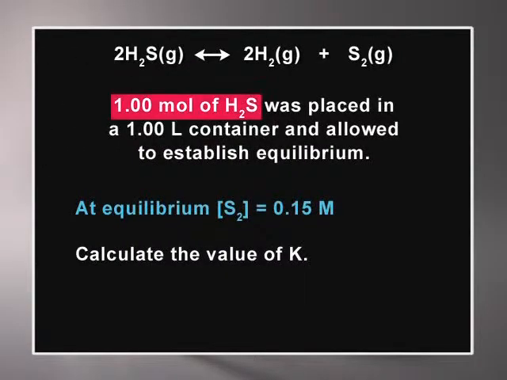I begin with 1 mole of H2S, 1 mole per liter, and they tell me that at equilibrium, the concentration of sulfur is 0.15 molar. I am supposed to calculate the value of K. So once again, let's think backwards. Let's go to the end of the problem and ask ourselves, what do I need to know in order to calculate the numerical value of K?